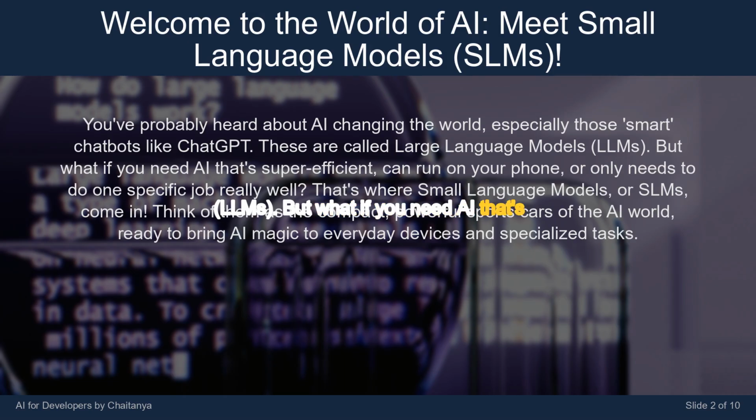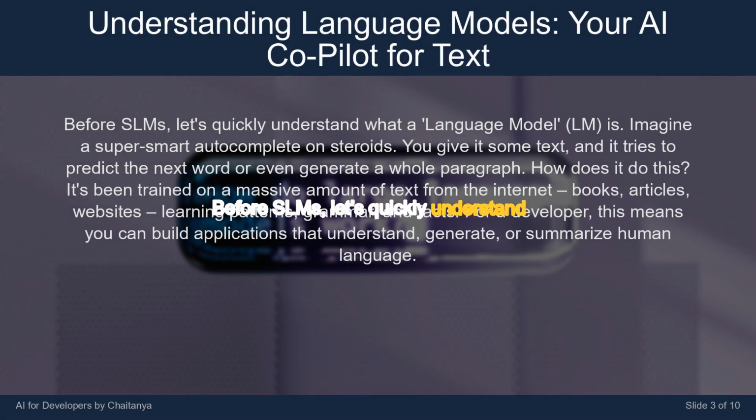But what if you need AI that's super efficient, can run on your phone, or only needs to do one specific job really well? That's where small language models, or SLMs, come in. Think of them as the compact, powerful sports cars of the AI world, ready to bring AI magic to everyday devices and specialized tasks. Before SLMs, let's quickly understand what a language model, LM, is.